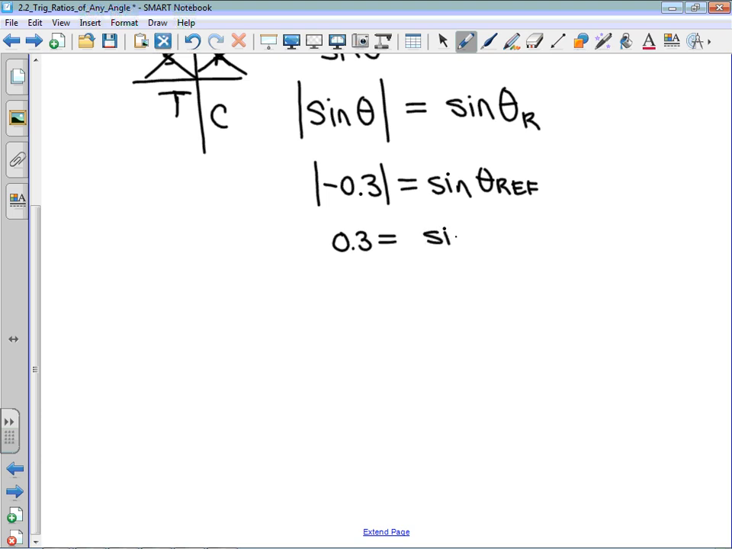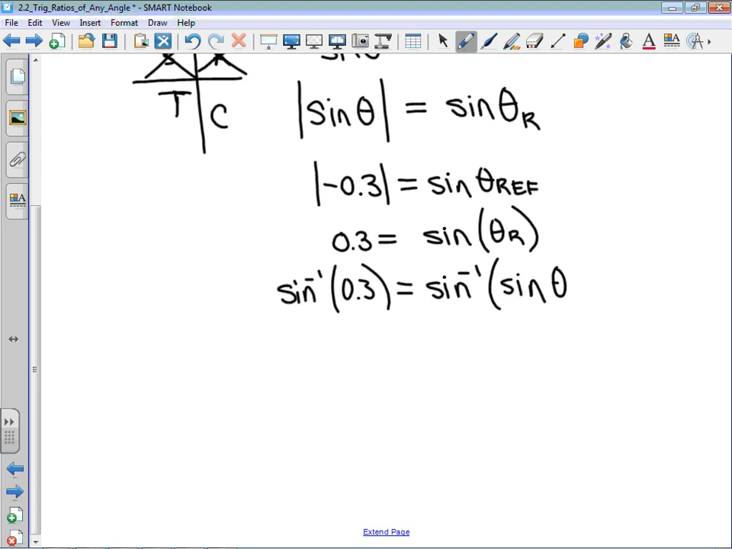If 0.3 is equal to the sine of theta reference, what we do to solve for that angle is we take the inverse sine on both sides of that equation. And really importantly, if you have me for grade 10, you've probably heard me say this a million times: the reason we can do it is because we're applying an operation, the inverse sine, onto both sides of an equation, and the inverse sine and the sine cancel each other out. And so I'm left with theta reference equal to the inverse sine of 0.3.